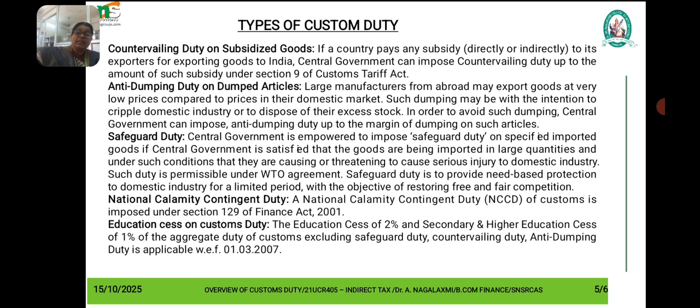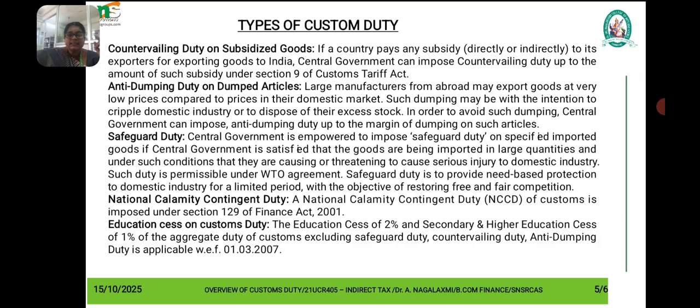Next is National Calamity Contingent Duty. A National Calamity Contingent Duty, NCCD, of Customs is imposed under Section 129 of Finance Act 2001 for meeting the calamity contingent, that is flood, earthquake, tsunami or volcano issues, anything it may be. When the nation has to meet these types of natural calamities, it has the option to levy National Calamity Contingent Duty as per Section 129 of Finance Act 2001.